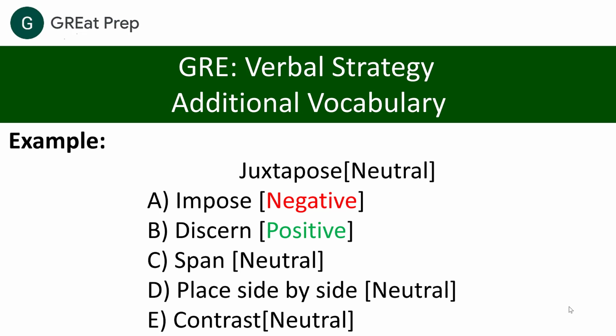Now, you might also vaguely remember from your memory that juxtapose has something to do with space. It's something to do with position. Now, span, choice C, is actually neutral, and also it seems to line up with your memory. And this is really dangerous because if you look at choice C, span, and you just go and check it, you're going to lose points on this because span is not the exact degree or the shade of the word juxtapose.